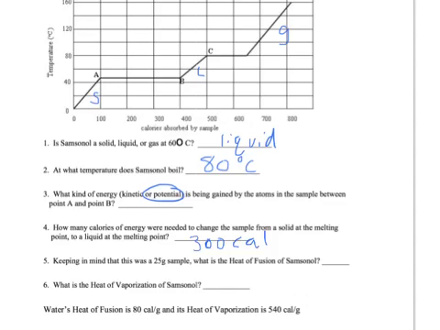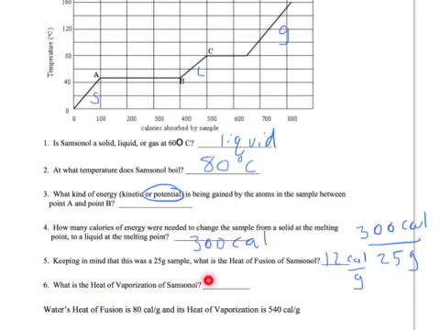Now, keeping in mind that this is a 25 gram sample, what is the heat of fusion? Well, the heat of fusion is going to be, in this case, 300 calories divided by the 25 grams of sample. And what that will tell me is it takes 12 calories per gram to melt this. So the way you interpret this is, for every gram of Samsonol that you want to melt, once you get it to the melting point, you will have to add 12 calories for every single gram of it that you want to melt. That's what the heat of fusion is.